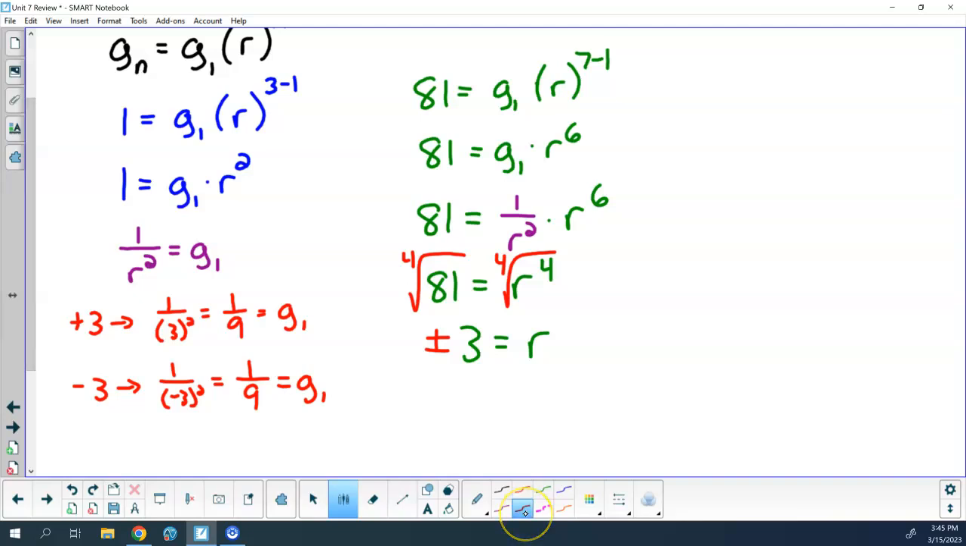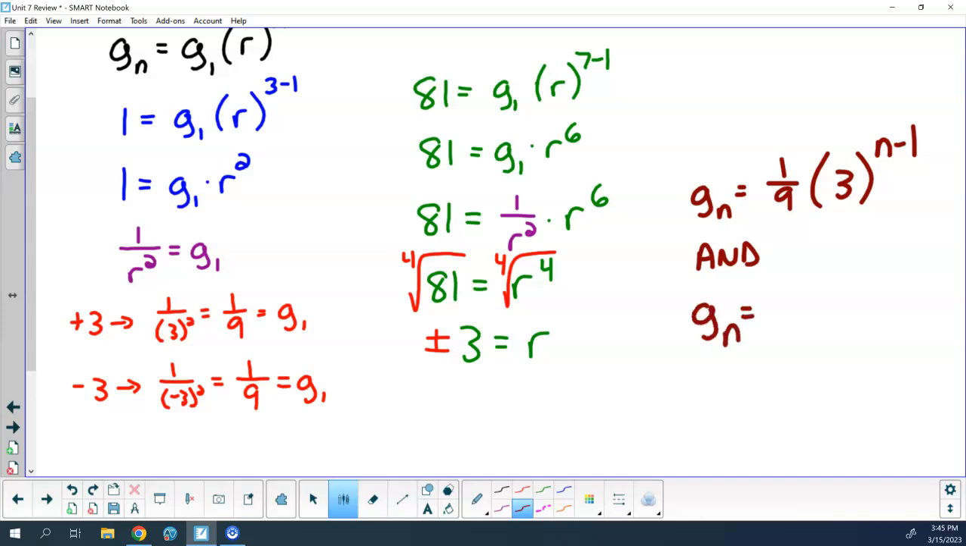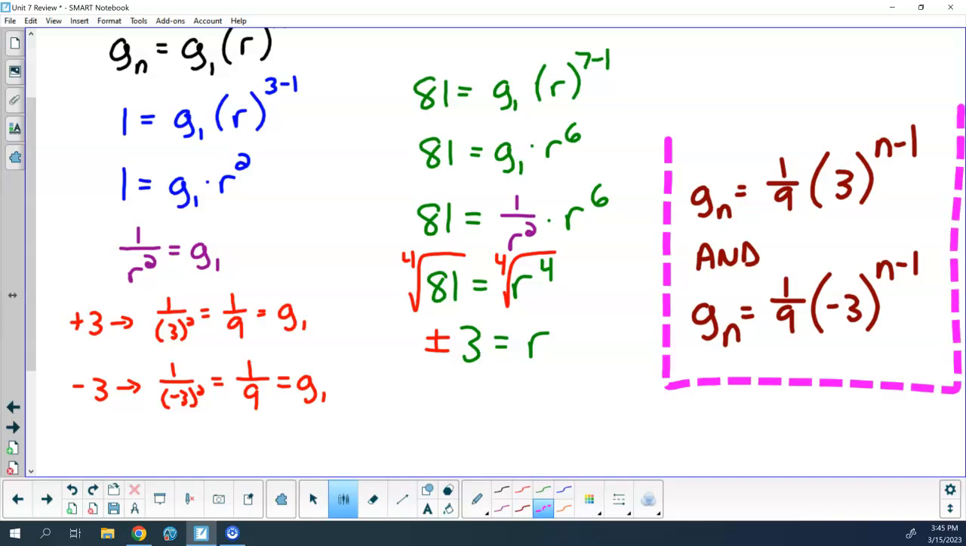So my two rules, because I had two r values, are going to be 1/9 times 3 to the n minus 1 and 1/9 times negative 3 to the n minus 1. Those are my two rules.